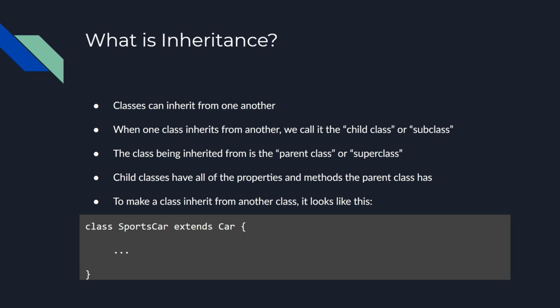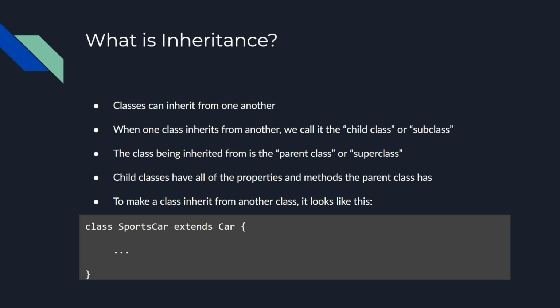When one class inherits from another class, the class doing the inheriting is called the child class or the subclass. These are just two different names for the same thing. And the class that is being inherited from is the parent class or the superclass. So the child class inherits from the parent class.